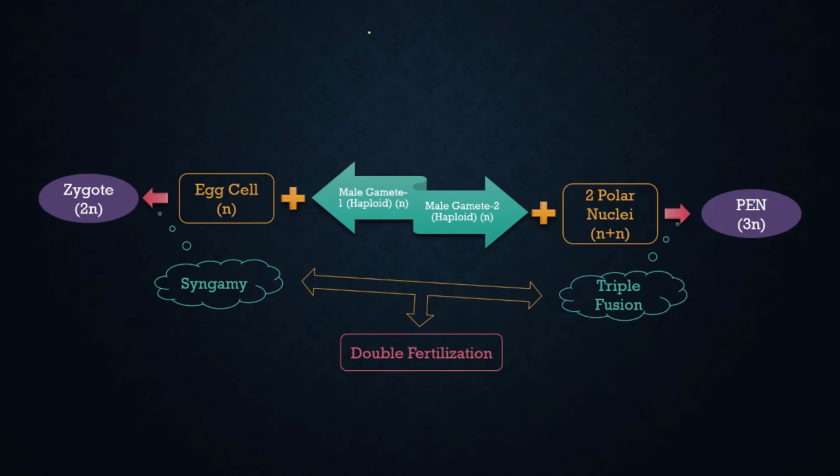So to start with, you all know that there are two types of cells in the pollen grain. One of them is the generative cell. The other one is the vegetative cell. But the generative cell, as you know, gives rise to two male gametes, and these two male gametes are going to participate in two different events. Let's see what these are.